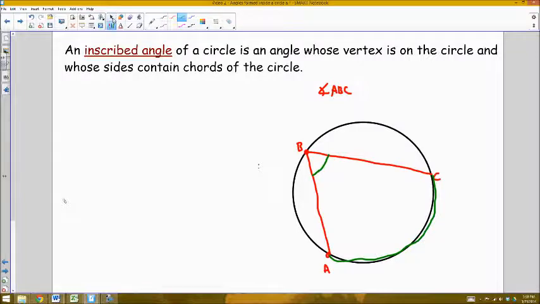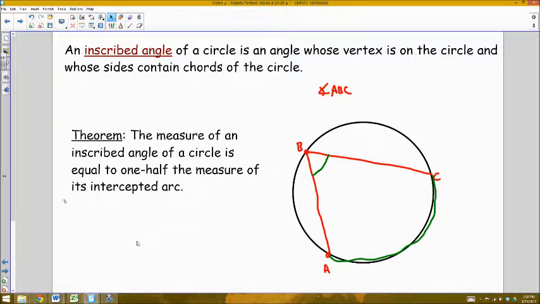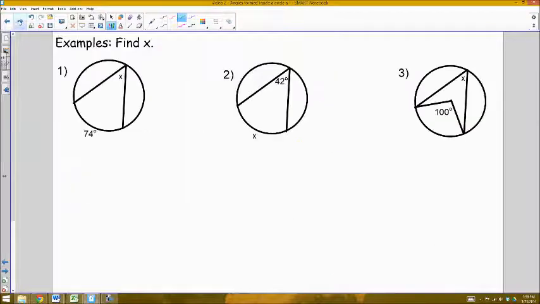Okay, and that relationship turns out to be that the measure of an inscribed angle is equal to 1/2 the measure of its intercepted arc. What that means is the measure of this angle ABC is going to equal 1/2 the measure of arc AC.